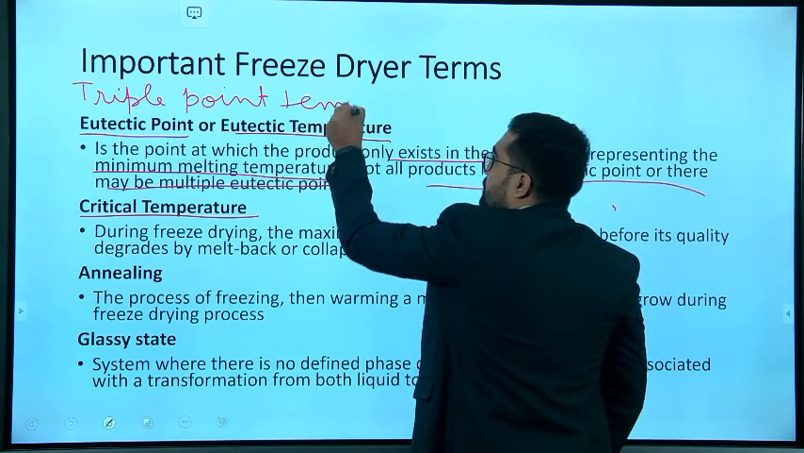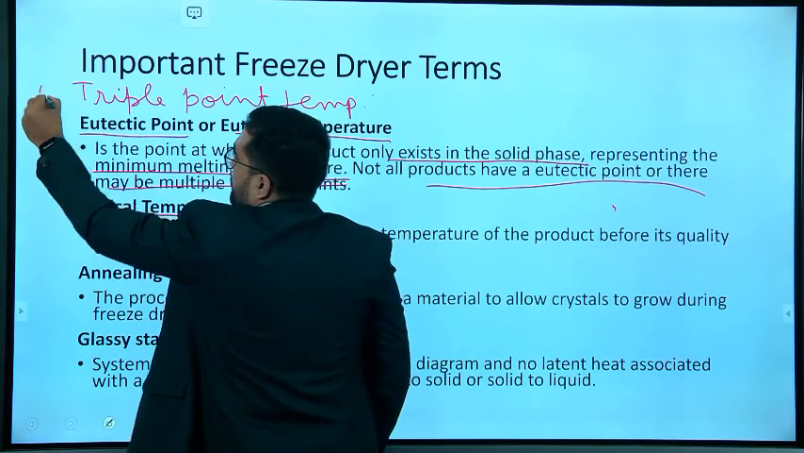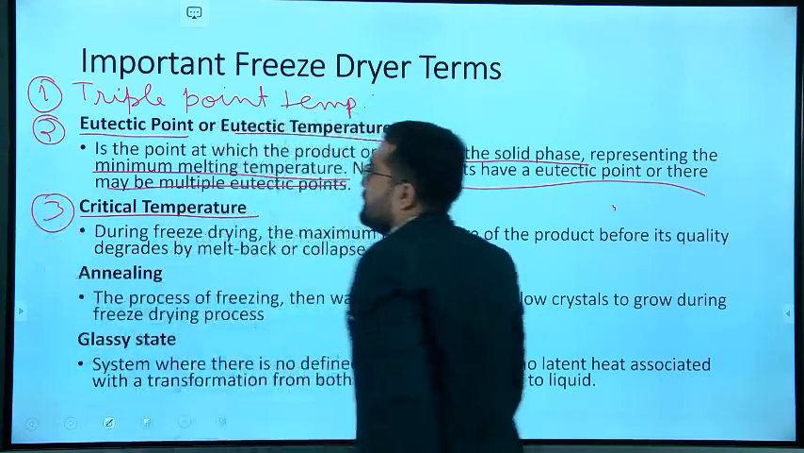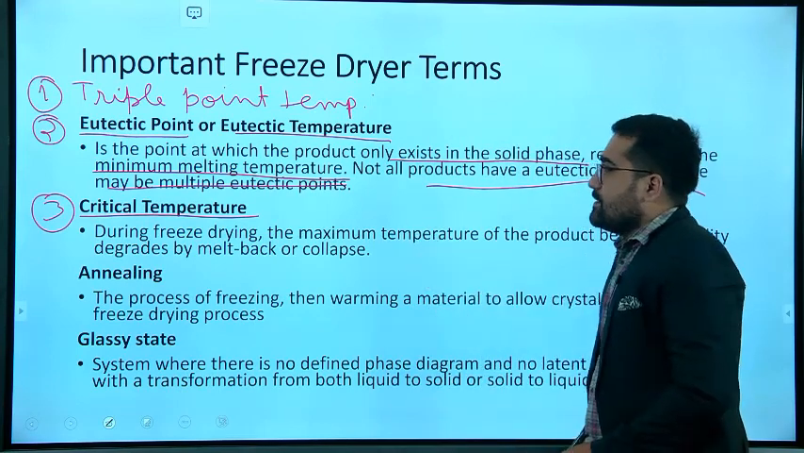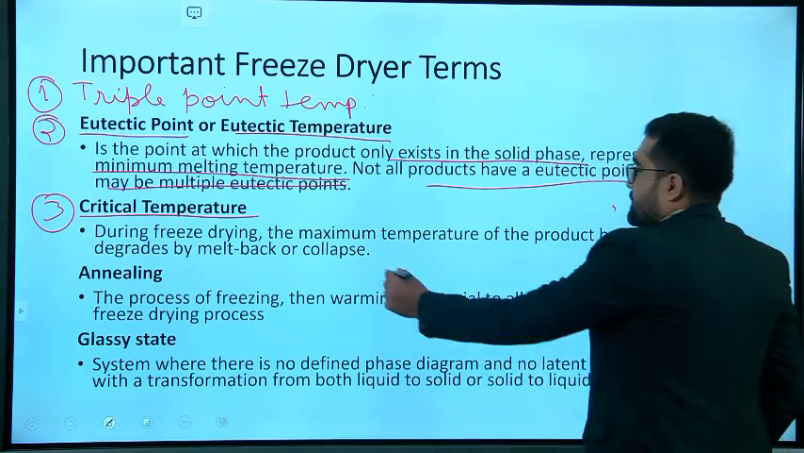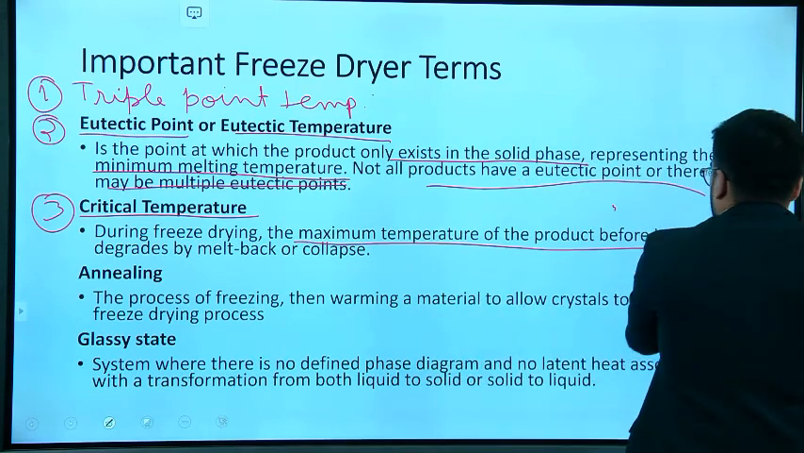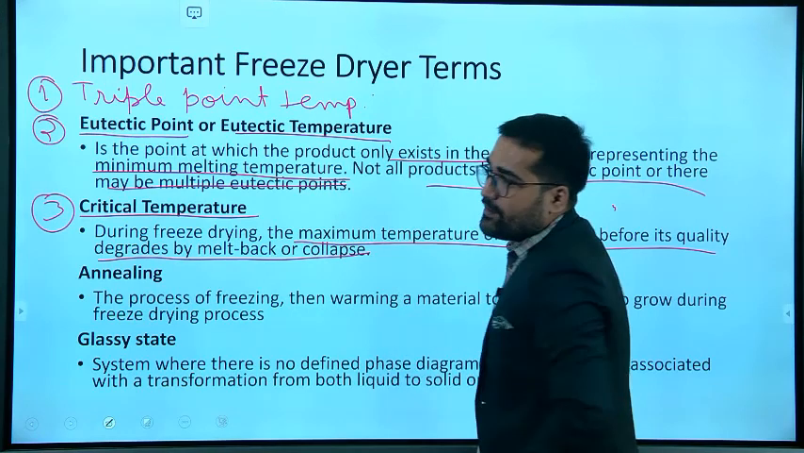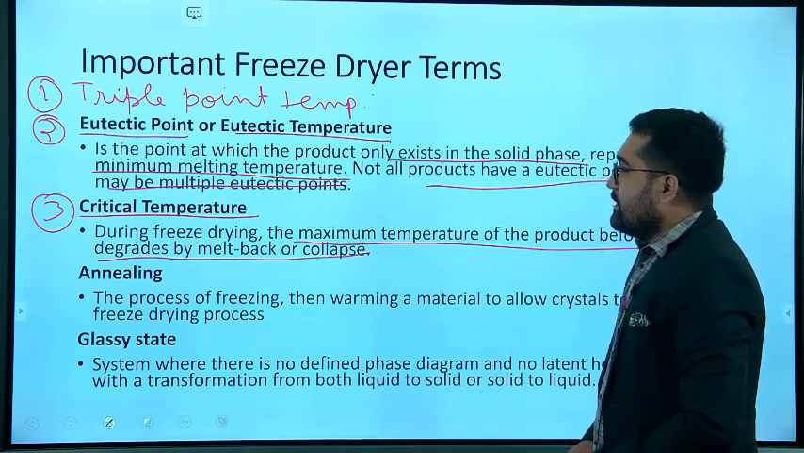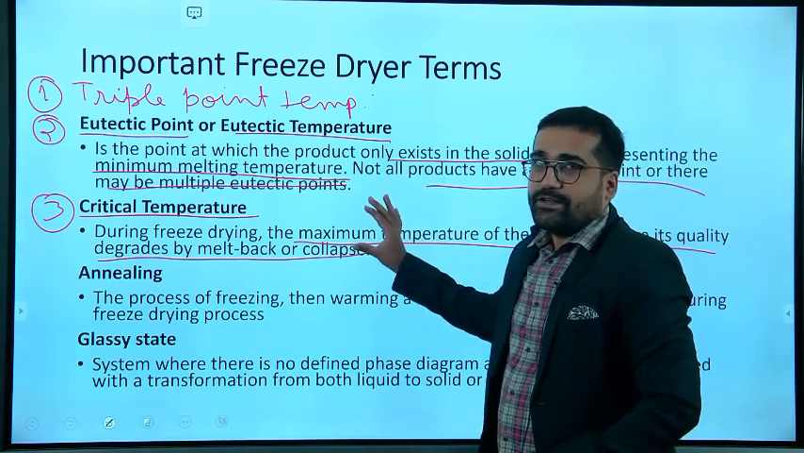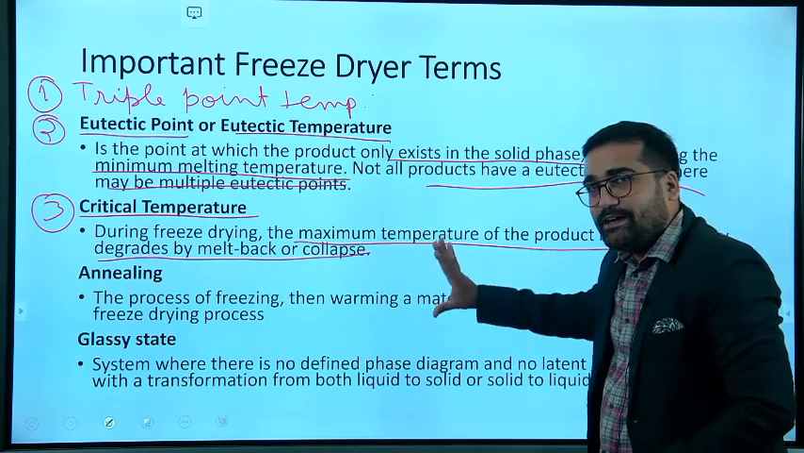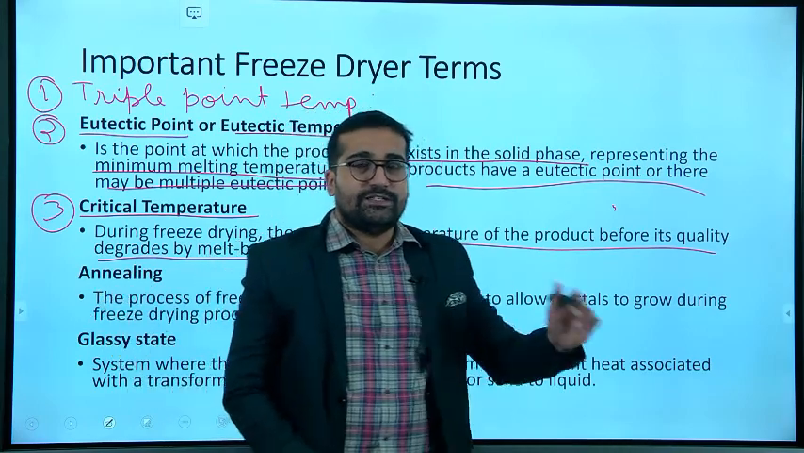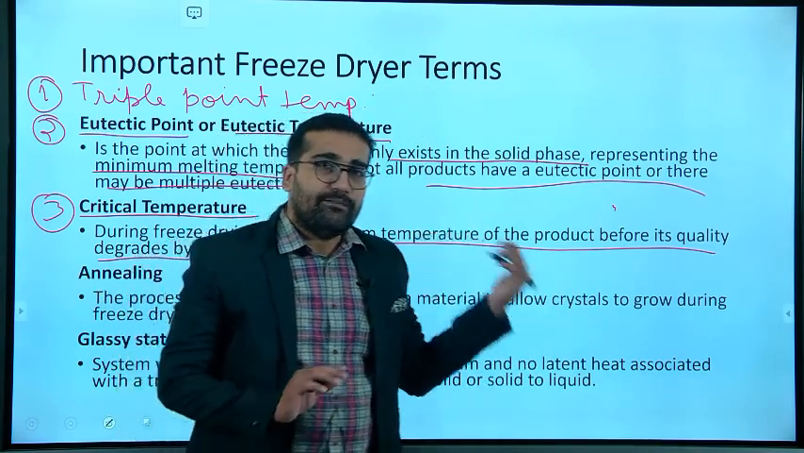This is also another important one. Third one is critical temperature. So, the maximum temperature of the product before its quality degrades, or melt back or collapse. It is the maximum temperature of the product which we should retain inside the freeze dryer. That is the temperature inside the freeze dryer at which it generally occurs during the primary stage of drying.